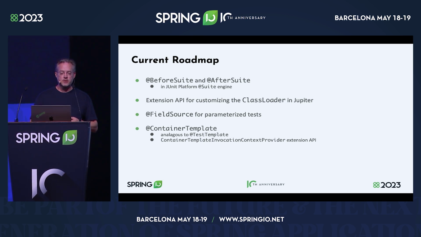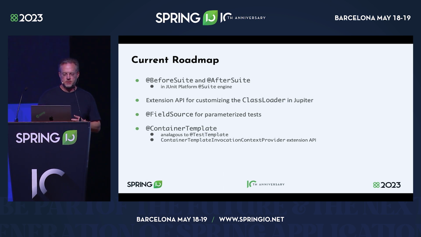And then the next big feature, probably the biggest feature in JUnit 5.11, will be support for what we call container templates. That's analogous to the existing support for test templates. We'll have a new API behind that. You might know test templates better as a repeated test is a type of test template, and a parameterized test is a type of test template.